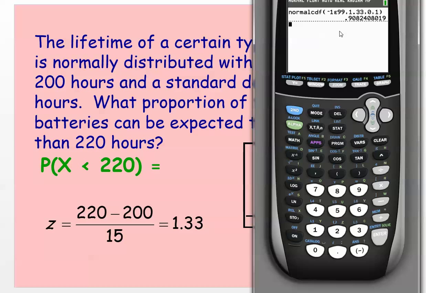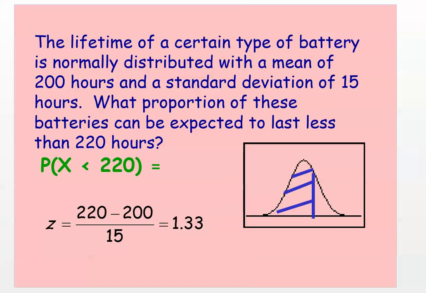And it's going to give me a probability of 0.9082. There we go. So that means the likelihood of it being smaller than 220 is about 90.8%. I would expect it to last less than 220 hours about 90.8% of the time.